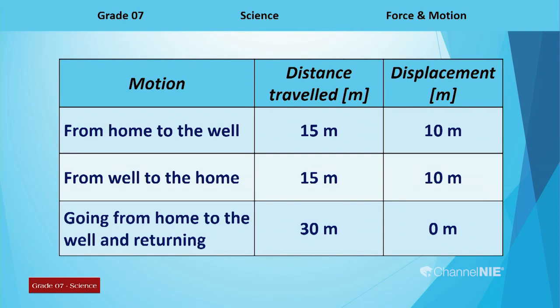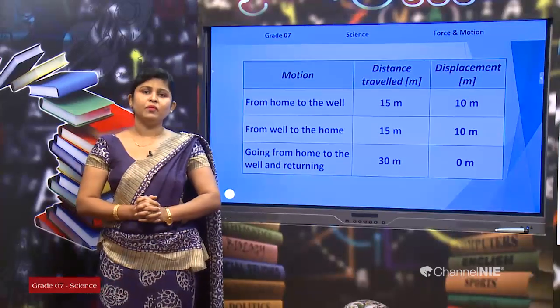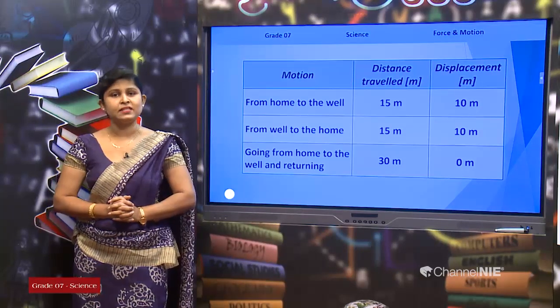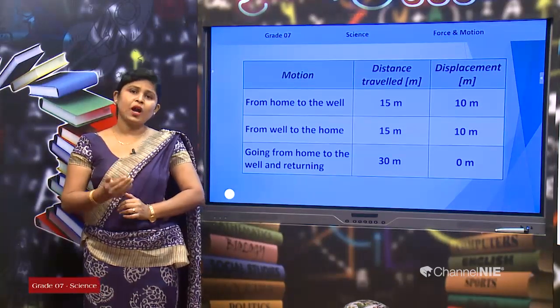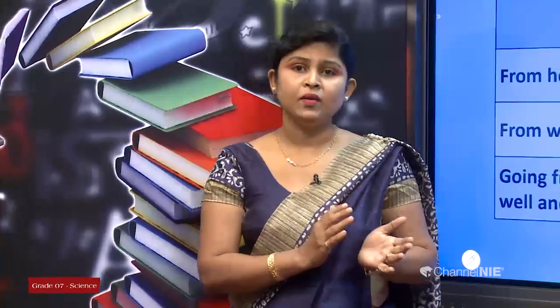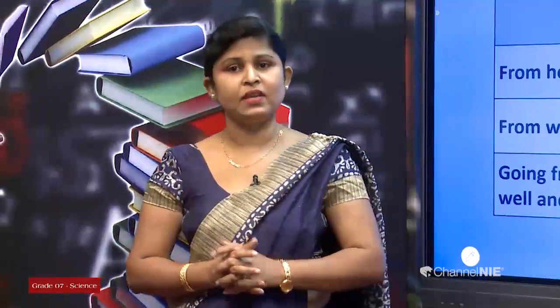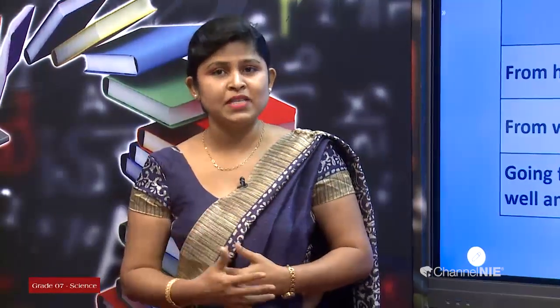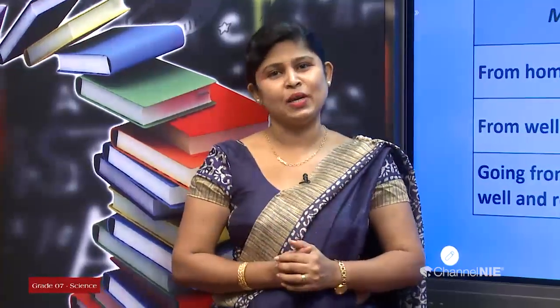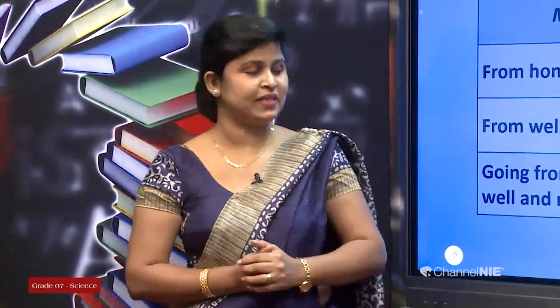My dear children, then you will have a problem: why has the displacement become 0? The reason is the woman has come back to her initial position. Then we can't say there is a straight distance between the first and last positions. Then we have to say that the displacement of the woman is 0. Right? Now I think you can understand about distance and displacement.